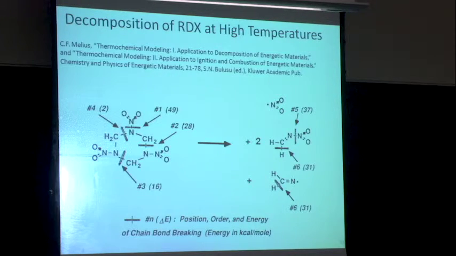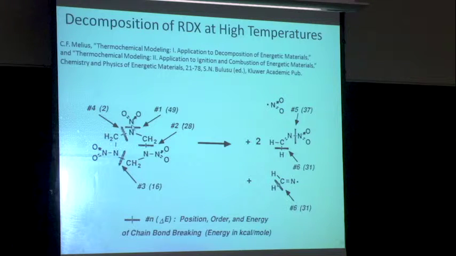So here are some examples, just looking at, again, the bond energy of this system. If I go through and calculate bond energies in RDX, the weakest bond is going to be the NN bond. It has a bond energy of about 49 kilocalories per mole. So I'm going to fragment the NO2, so I'm going to have NO2 come off it. And I'm going to be left with this radical structure here, because I've got a radical site here.